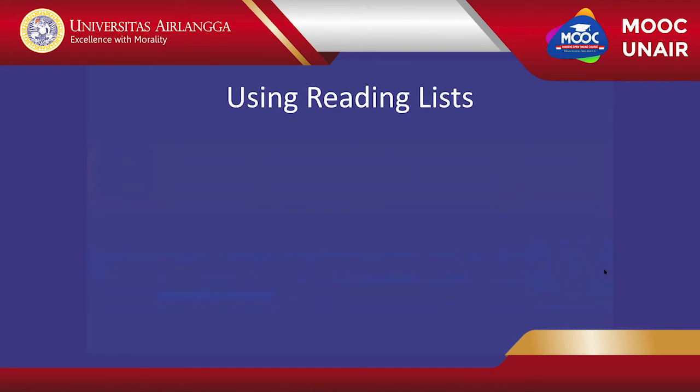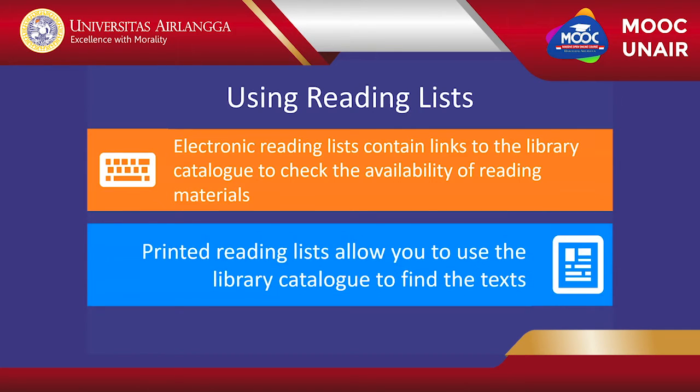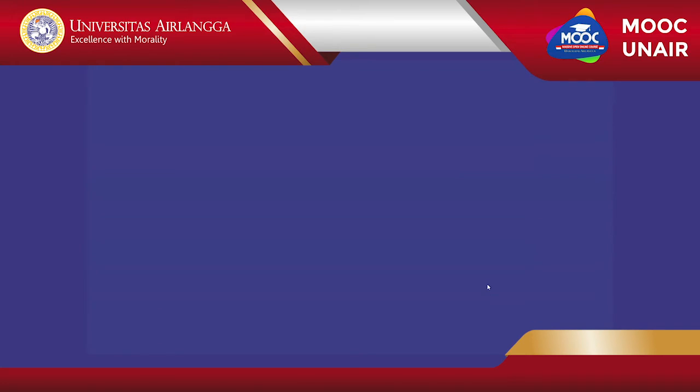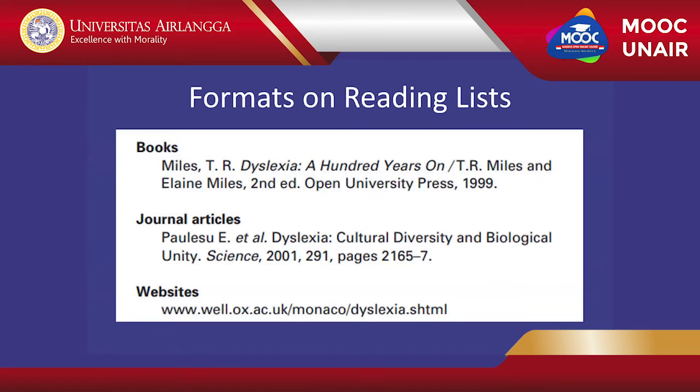Both types of reading lists allow you to find reading material. An electronic reading list contains a link to the library catalog to check the availability, whereas a printed reading list allows us to use the library catalog to find the text. Here is an example of how a reading list might be formatted. In this case, this is probably a printed reading list.